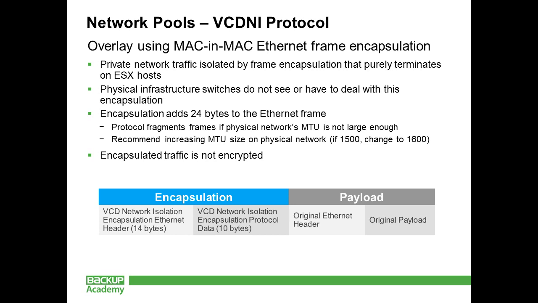One of the things that you need to do from a networking perspective is increase the MTU. So the default is 1500. Now we recommend that you change this to 1600. It used to be 1524 because it adds 24 bytes to the Ethernet frame. But because of the introduction with VXLAN, we recommend now that you just increase the MTU size on the physical network to 1600, which allows you to either use VCDNI or VXLAN or grow the network as you need it.